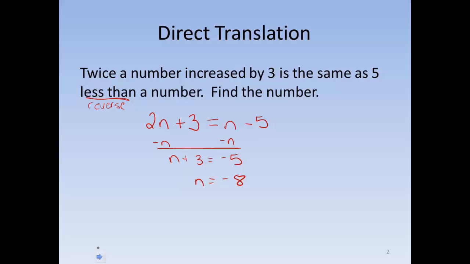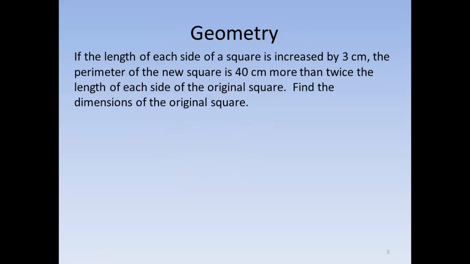Second type of application we're going to look at is the geometry questions, where the problem is in words, but it describes something maybe with an area, maybe with a perimeter, and using the formulas for an area or a perimeter, you can set up the equation. So here you have a square where each side is increased by 3. The perimeter of the new square is 40 more than twice of the original square.